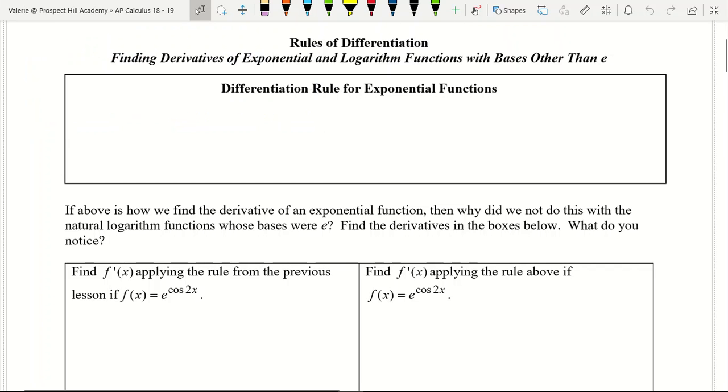Unit 3, pages 95 to 98. Rules of differentiation. Finding derivatives of exponential and logarithmic functions with bases other than e.